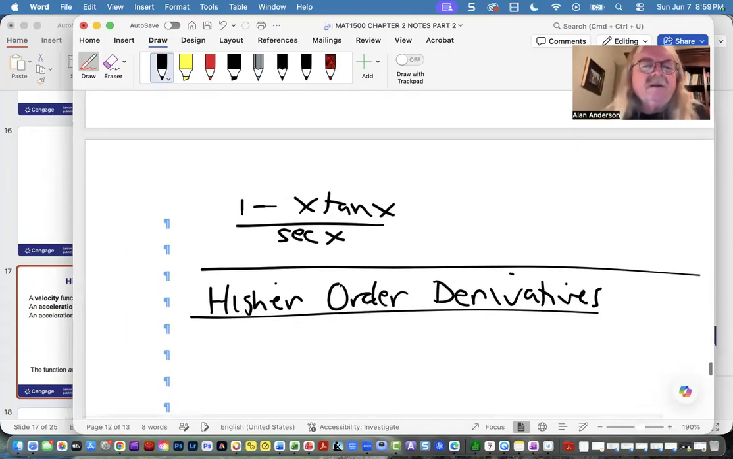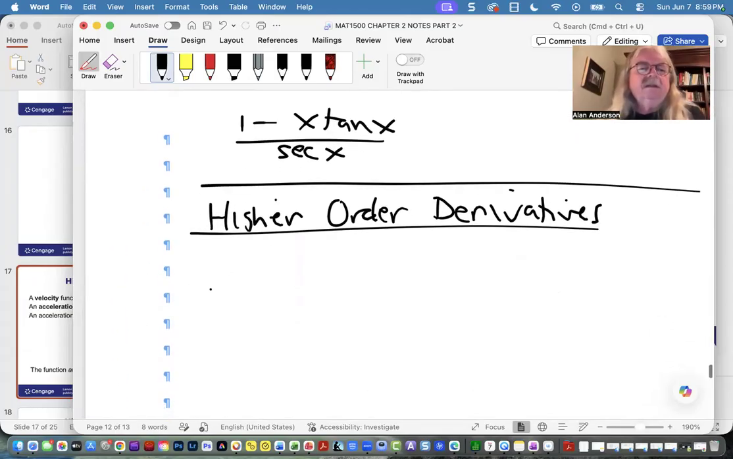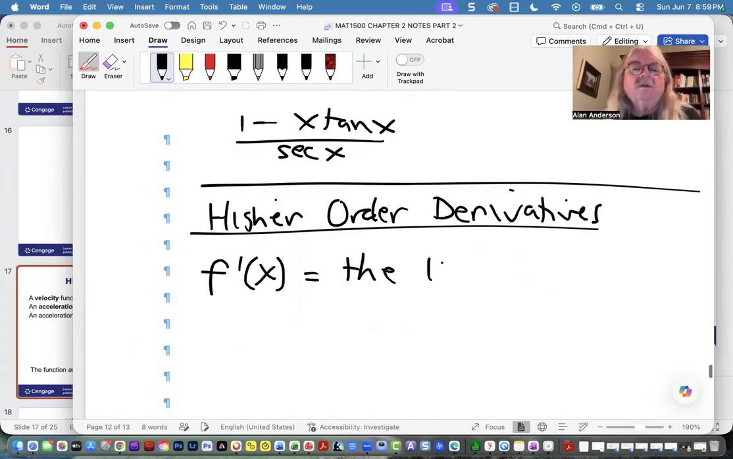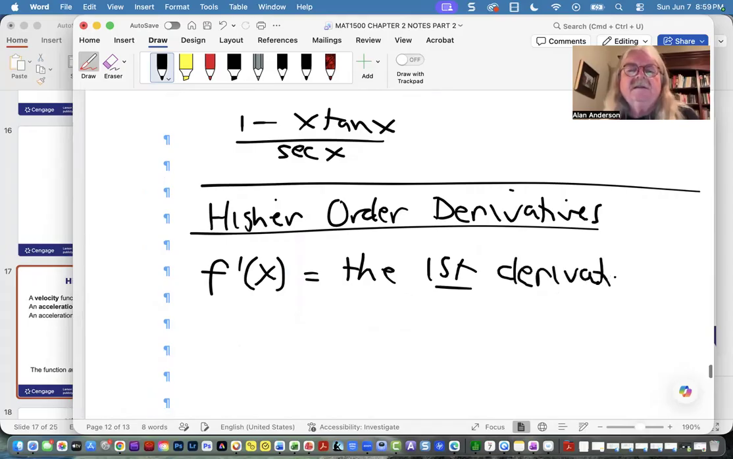So I just want to mention here that when you take the derivative, this is actually called the first derivative, because there's more. With two primes, you can probably guess it becomes the second derivative.